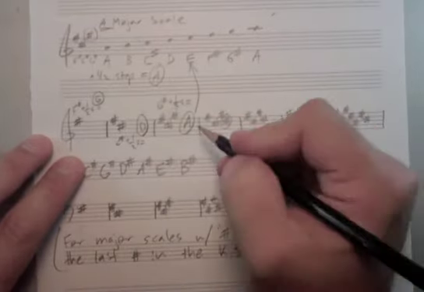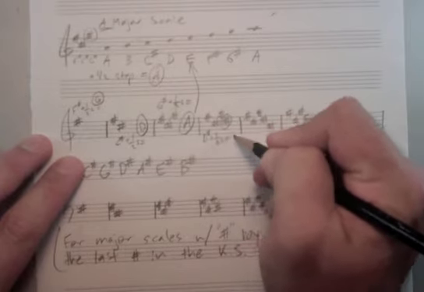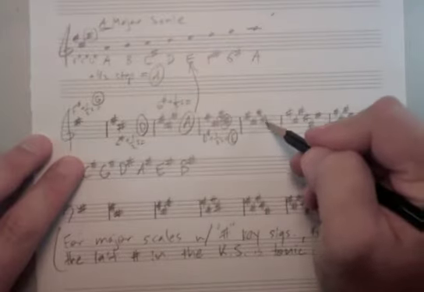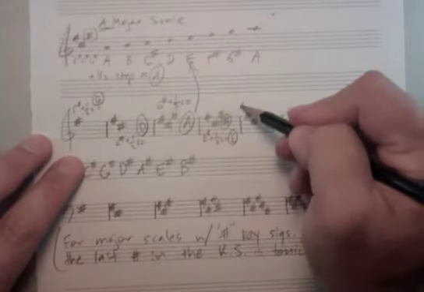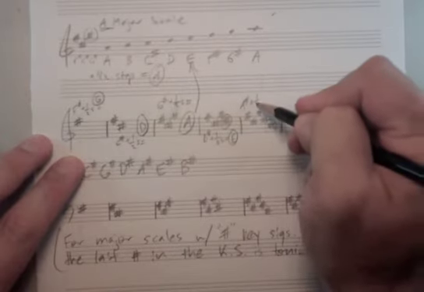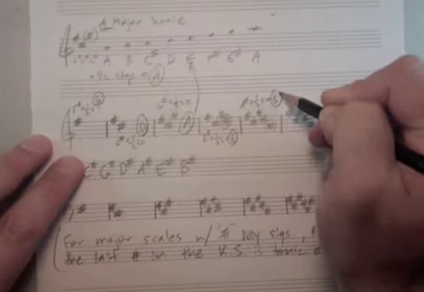For 4 sharps, the last sharp is D sharp. If we add a half step, that makes 4 sharps E major. For 5 sharps, the last sharp is A sharp. If we add a half step, 5 sharps is B major.